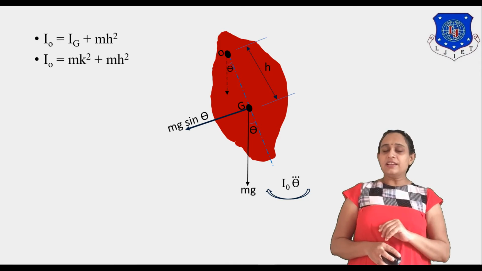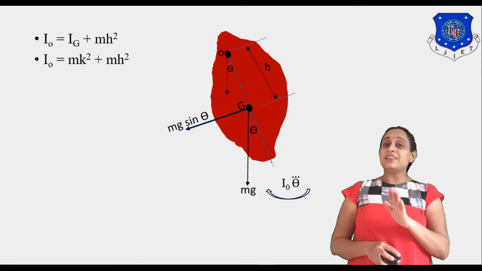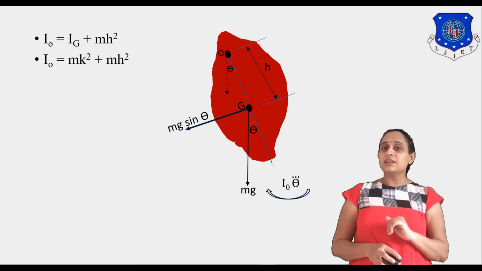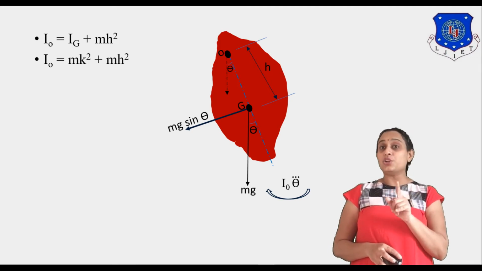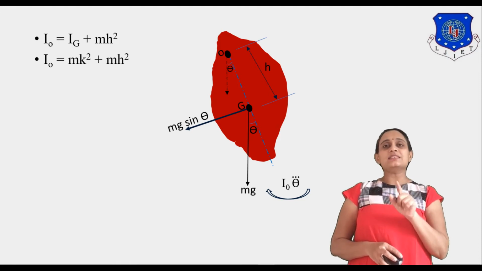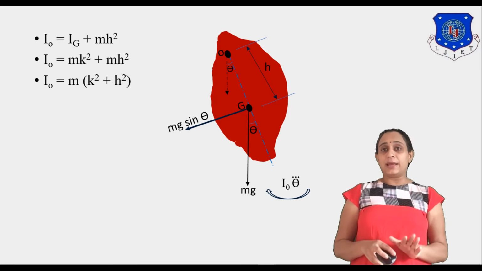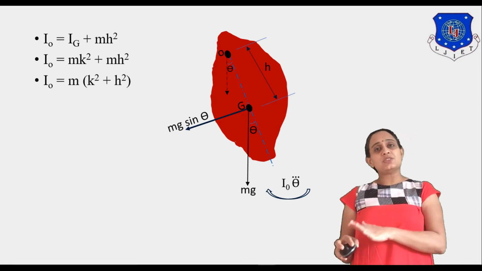Hence, we can write I0 is equal to mk square plus mh square. K is the radius of gyration in our case. It is not a spring stiffness. We are not using a spring in our case. So here, K is the radius of gyration, so that we can write I0 is equal to m times k square plus h square.